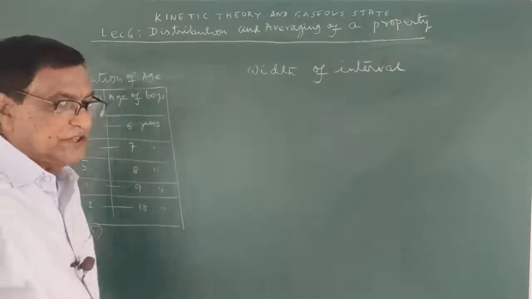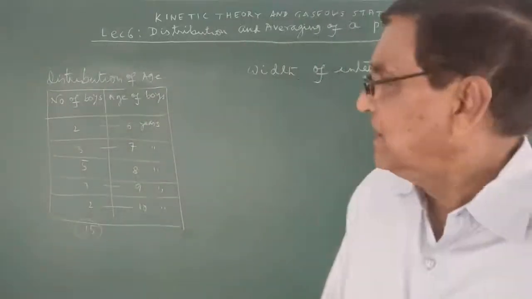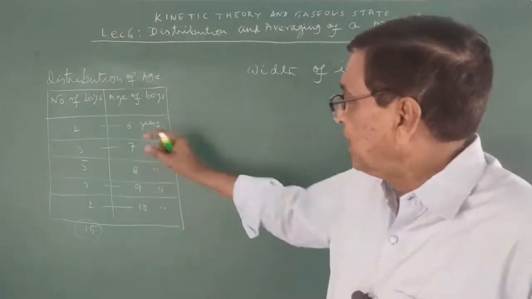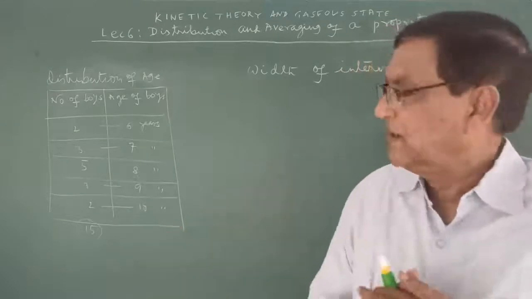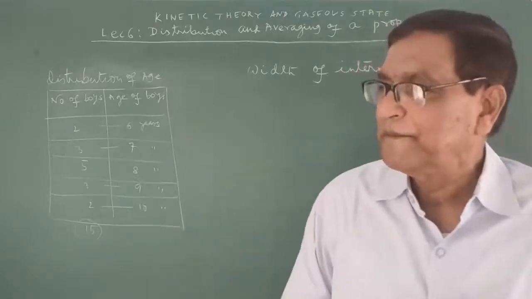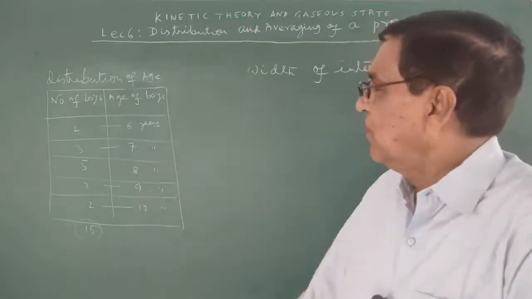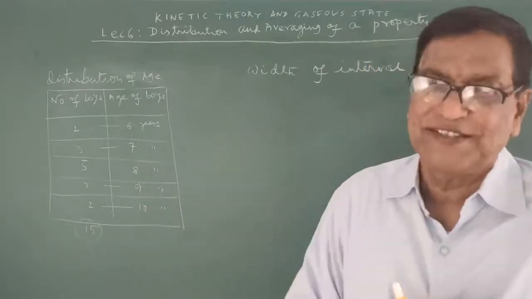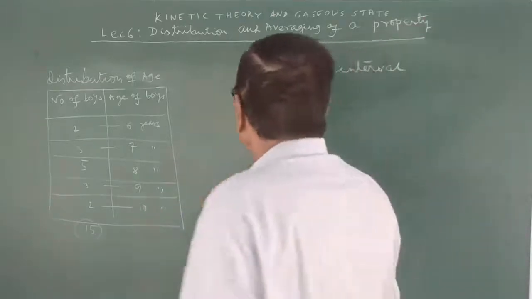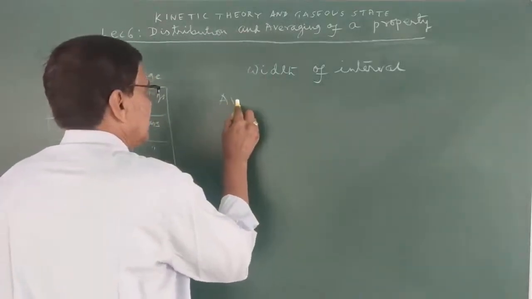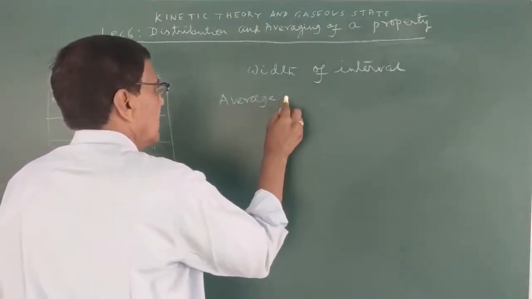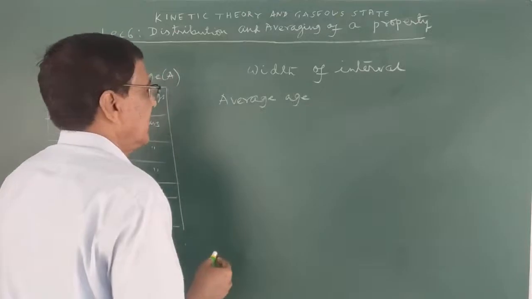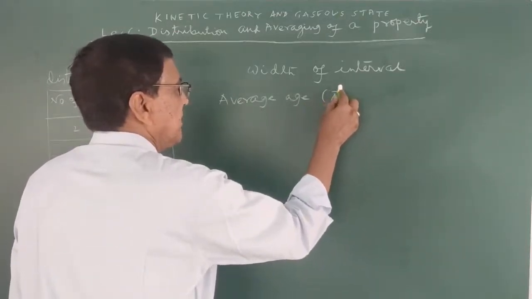So if you know this distribution, here the years have been taken in full numbers, not months and days, to simplify. And what will be the average age of this group of 15 boys? Then it will be this average age. Age is represented by A. So average age is represented by A bar.